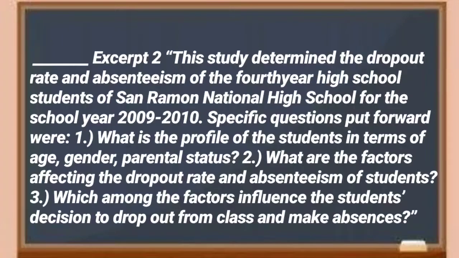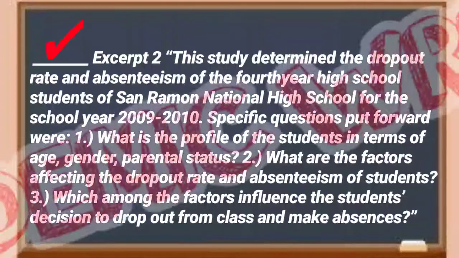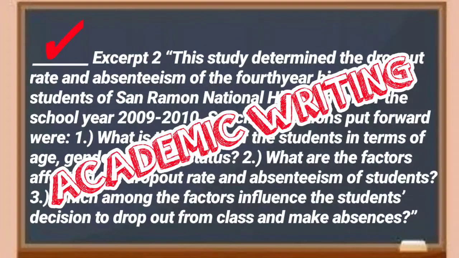How about excerpt number 2? That's correct! It is an academic writing. It uses formal language and includes data, such as actual events, dates, and other facts that are taken from other sources to back up its statements. It is written to inform, persuade, argue, or support a claim.